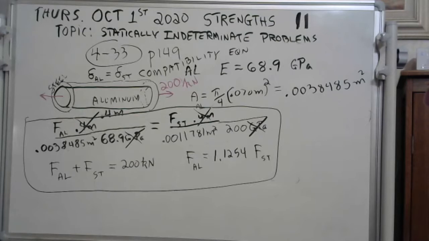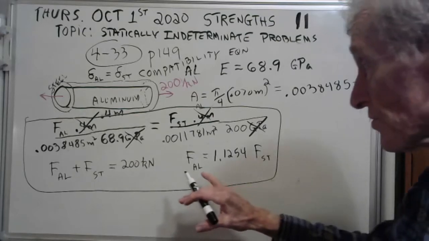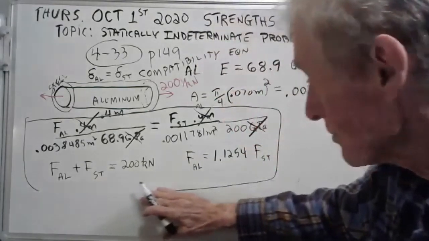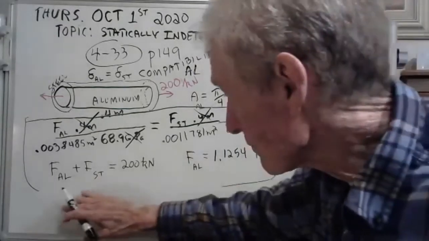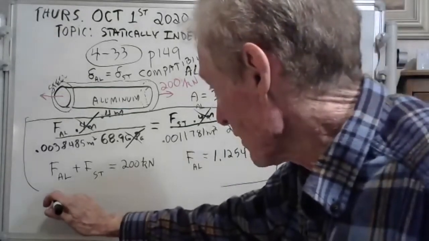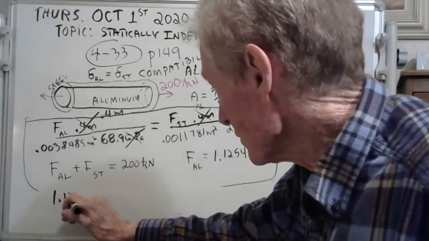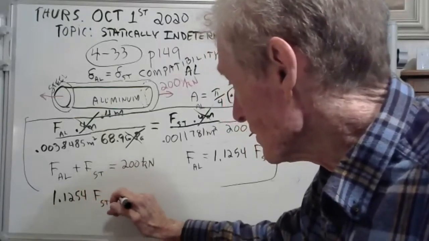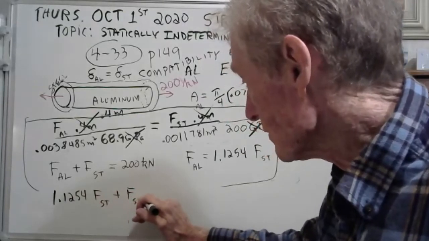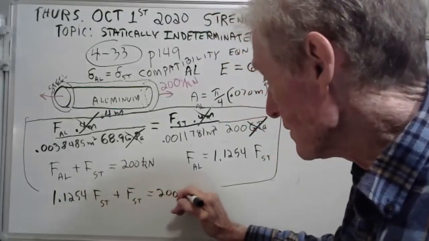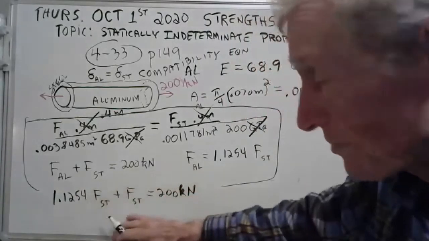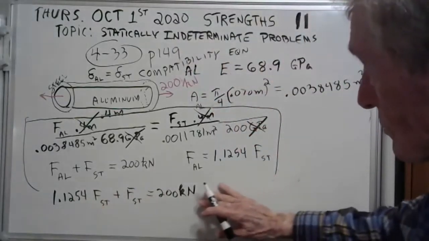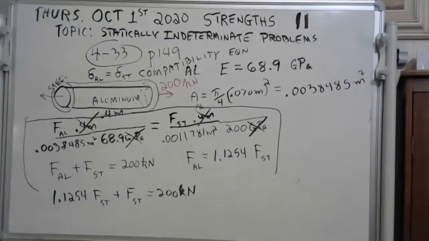Yeah, we're happy. Hey, we're almost through now because see, look, I can substitute that value for aluminum in here. Is there enough room? Let's see if there is. Yeah, there's enough room. See, if I substitute that in there, I have 1.1254 force of the steel plus the force of the steel equals 200 kilonewtons. And we all took algebra and we can solve that and we can get the force of the steel. I'm going to shut up. I want you to solve it. Go ahead.